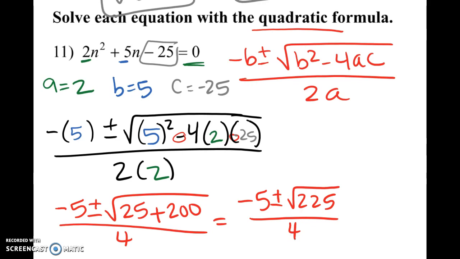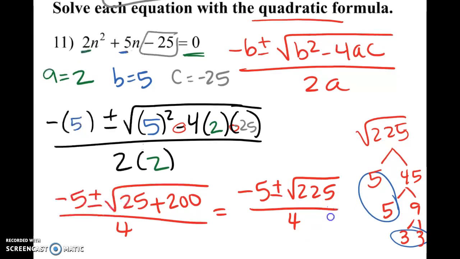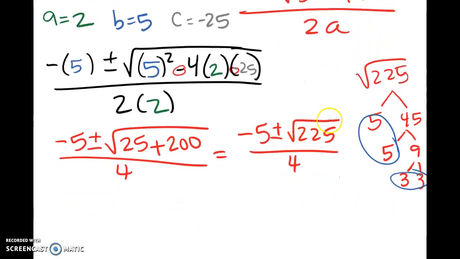If I break down 225, I know that 5 goes into it. So I have the square root of 225 is 5 and 45. Let's see, that's 5 and 9. So I can take out a 3 and I can take out a 5, and what's left inside? Nothing, right? So that means the square root of 225 is 15. So if you didn't know that, now we broke it down and we got 15.